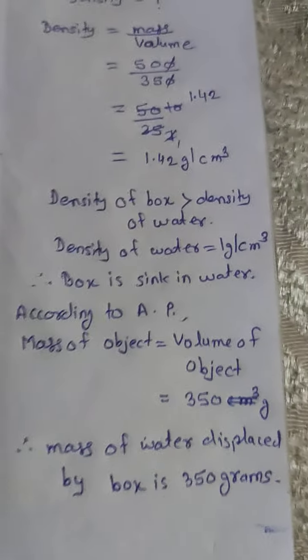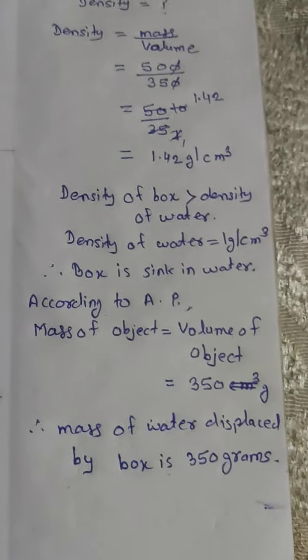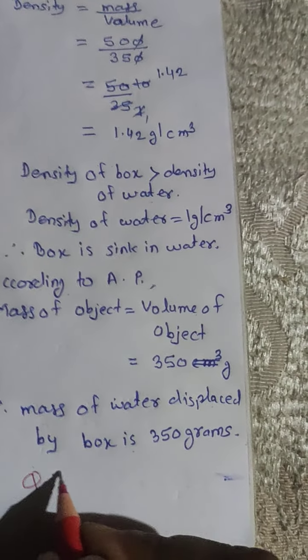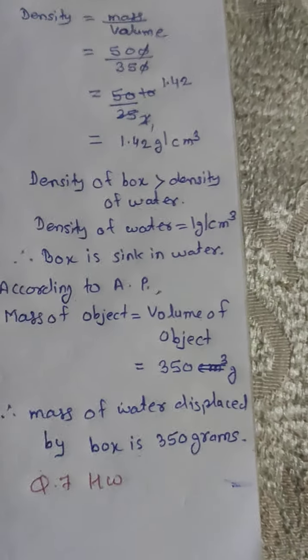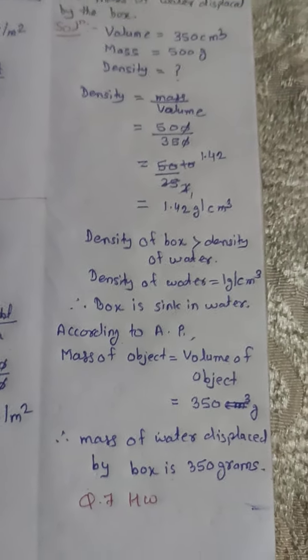Understood? If any doubt is there, you have to ask the question personally or in the group. And you know question number 7 is homework that you have to complete and submit either on my personal number or in the group.